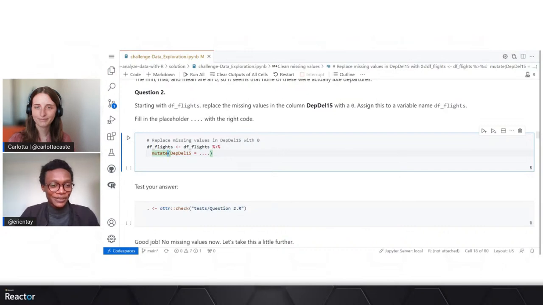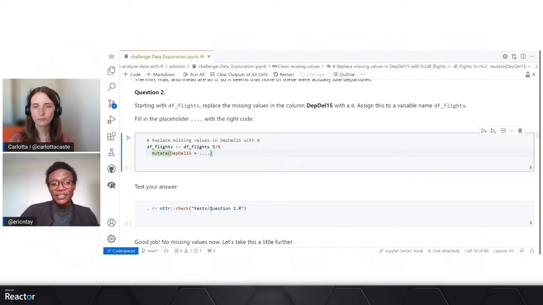Yes, Carlotta. That's a good question. What mutate allows you to do is take an existing data frame and then modify a given column or add a new column entirely. So that's really the basic function of the mutate verb.